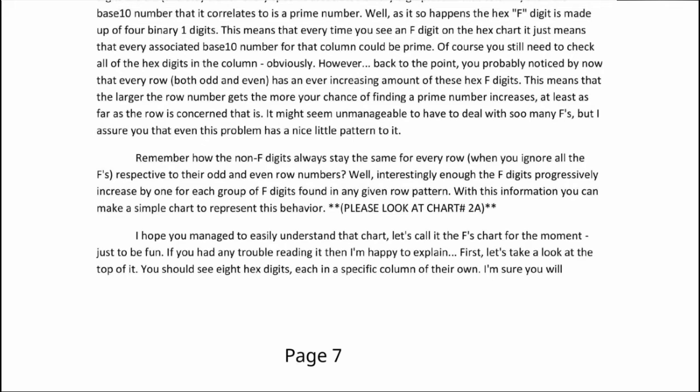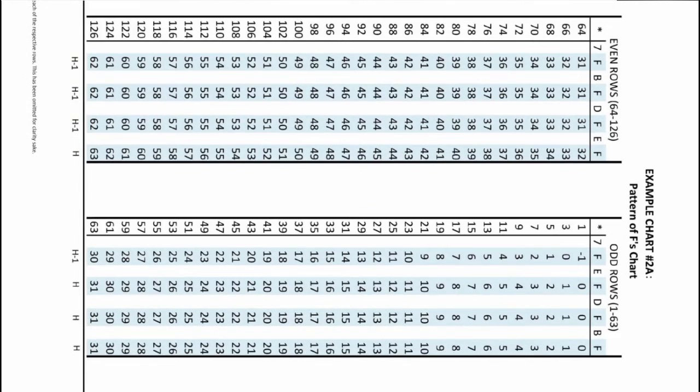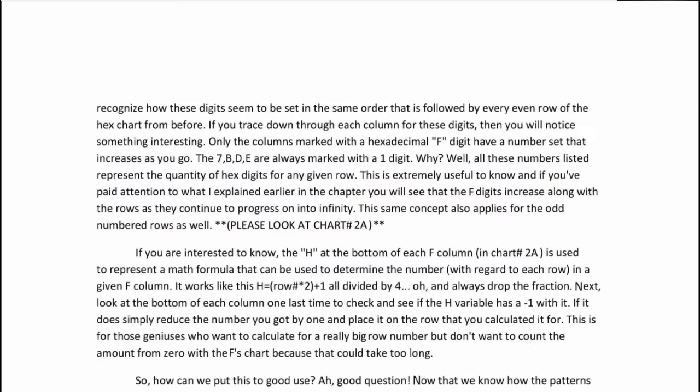If you had any trouble reading it, then I'm happy to explain. First, let's take a look at the top of it. You should see 8 hex digits, each in a specific column of their own. I'm sure you will recognize how these digits seem to be set in the same order that is followed by every even row of the hex chart from before.